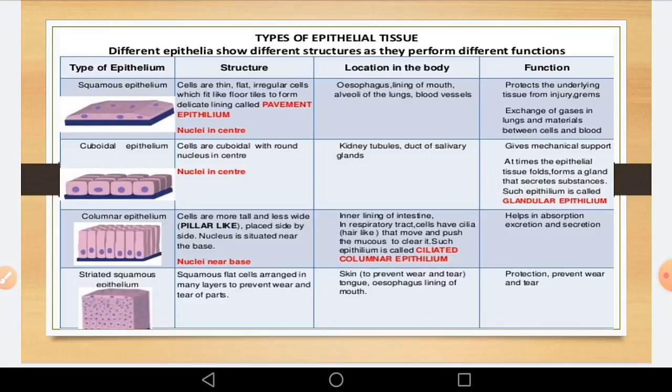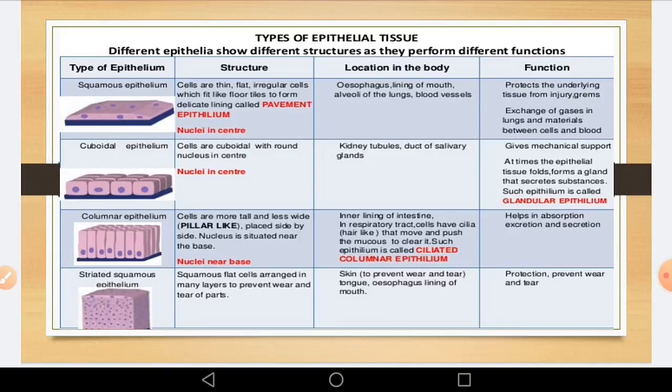Next, cuboidal epithelium. Cells are cuboidal with a rounded nucleus in the center. Cuboidal may be center, squamous may be center. It is found in the kidney tubules and ducts of salivary glands. Now, what is the function? It gives mechanical support. At times, the epithelial tissue forms a gland that secretes substances. Such epithelium is called glandular epithelium. That means sometimes it secretes some substance.